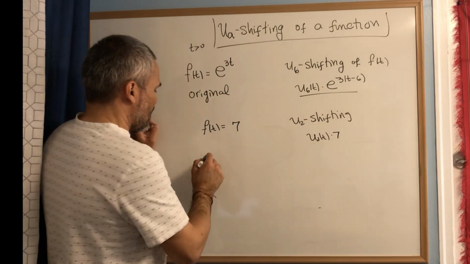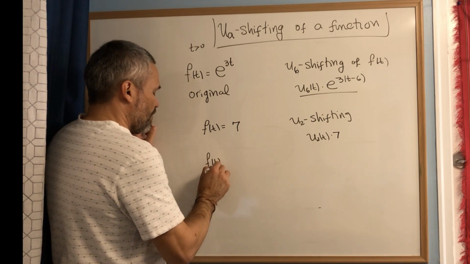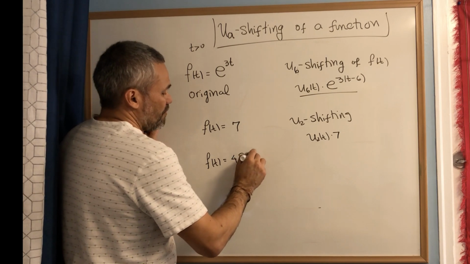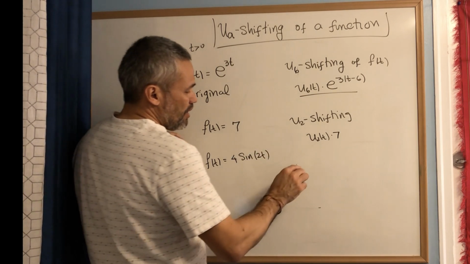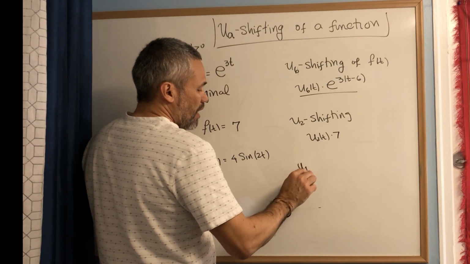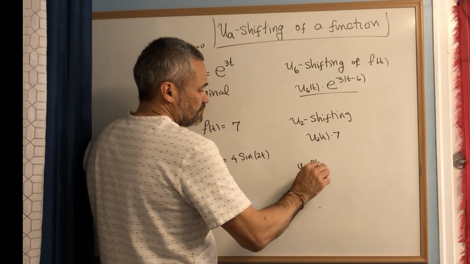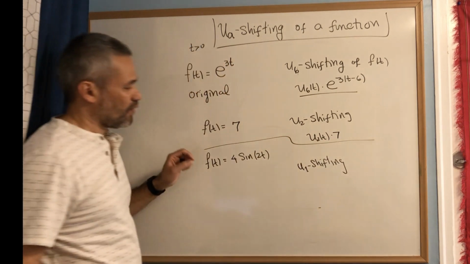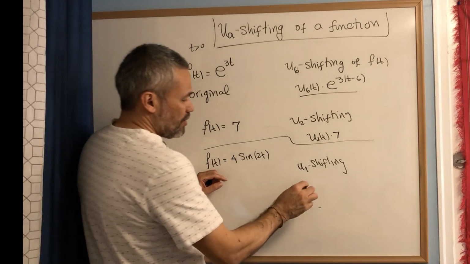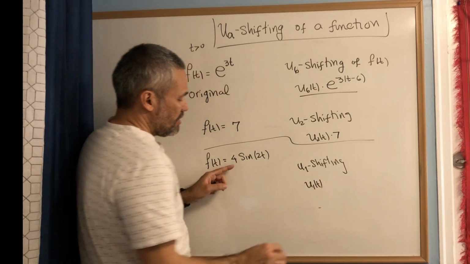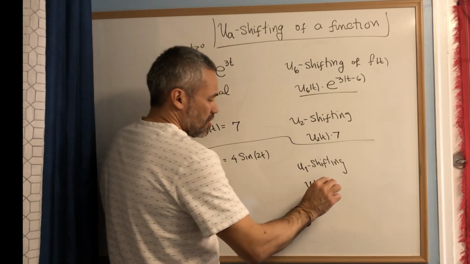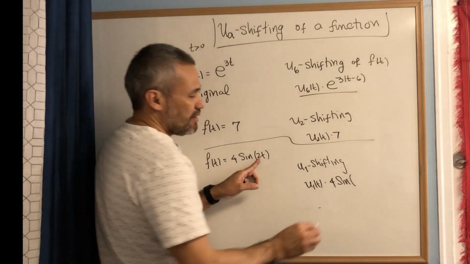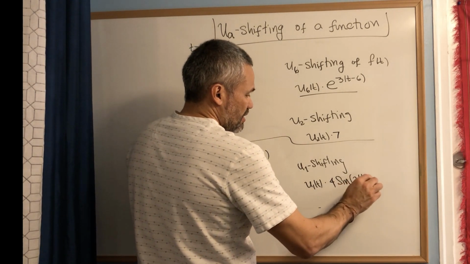What about if we have f of t equal 4 times sine of 2t? What would be the u1 shifting? We do u1 of t times 4 times sine, and anytime I see that t, I change it with t minus 1.